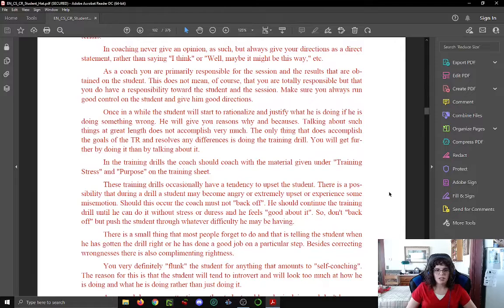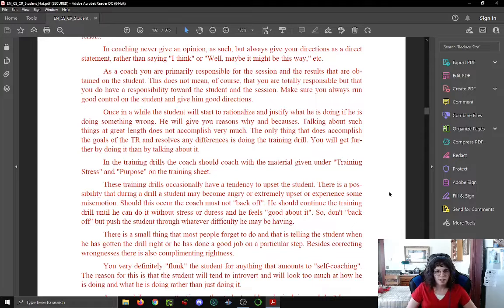Talking about such things at great length does not accomplish very much. The only thing that does accomplish the goals of the TR and resolves any differences is doing the training drill. You will get further by doing it than by talking about it. In the training drills, the coach should coach with the material given under training stress and purpose on the training sheet.